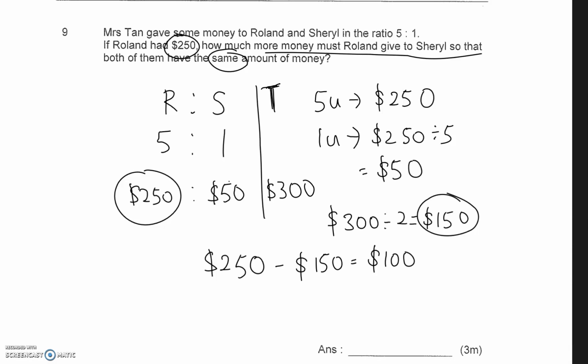If you want to double check, please go ahead. Cheryl has 50. If she's going to get $100, she will become $150 as well, which makes everyone equal. So the answer should be correct, $100. So that's one way you can check your answers as well. Okay, now let's move on.